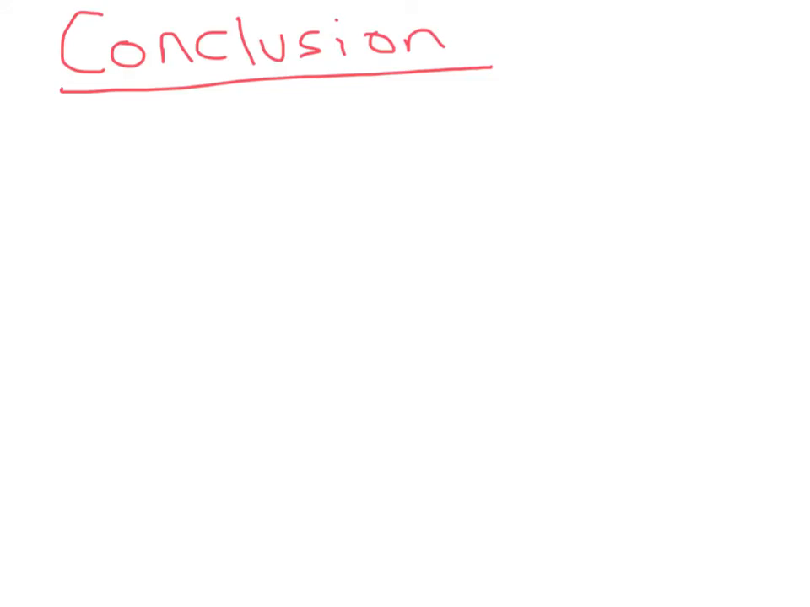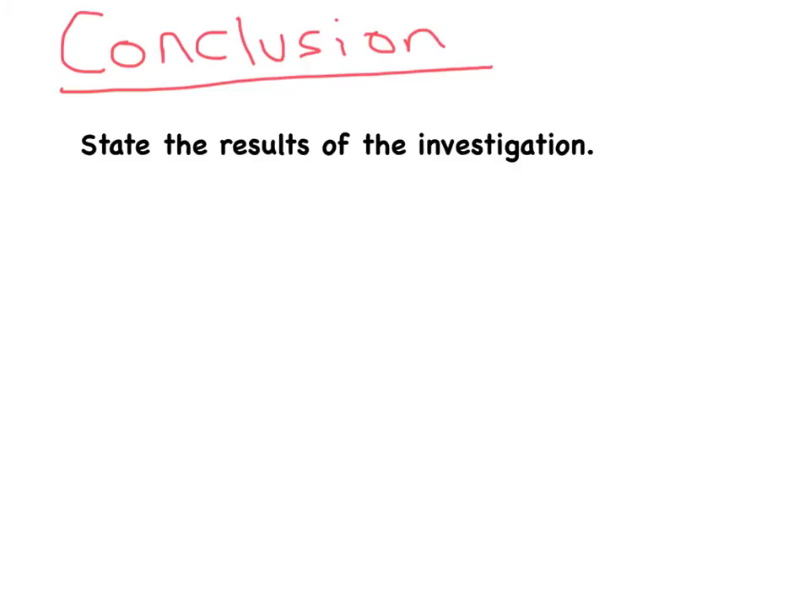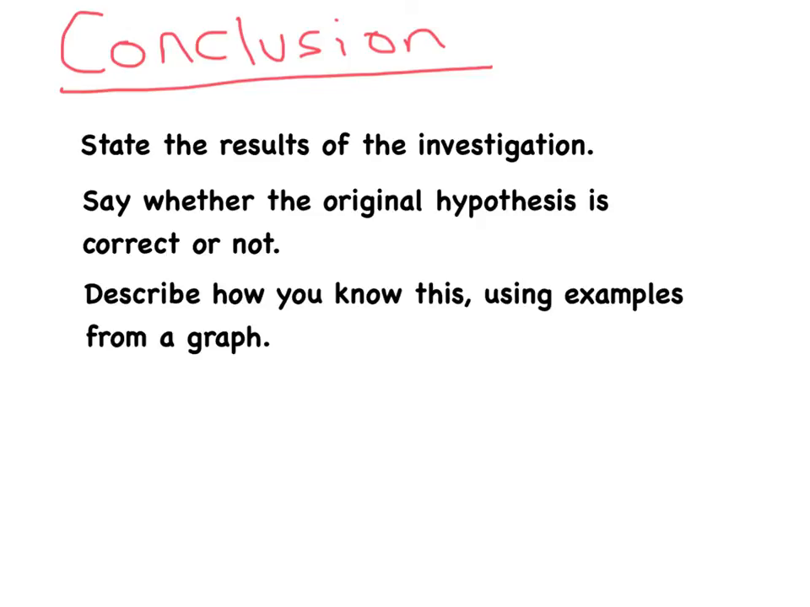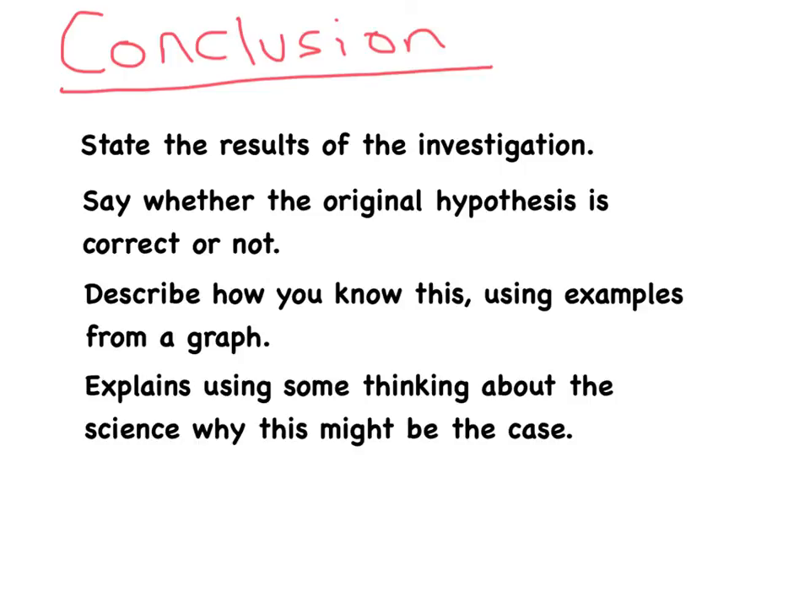So to summarise what a conclusion is. Conclusions state the results of the investigation, say whether the original hypothesis is correct or not, describe how you know this using examples from a graph maybe that you've drawn for your experiment, and finally explain, using some thinking about the science, why this might be the case.